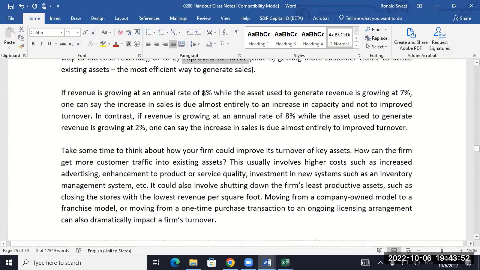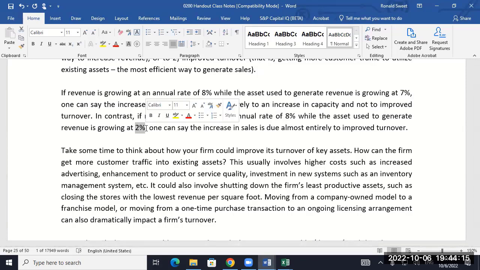So if your revenues are growing 8% while the assets to generate revenues are growing 7%, you're not getting much turnover improvement. Most of your growth is coming from adding more assets. If your revenue is growing 8% while the assets are growing 2%, then you're doing something right there. Because the capacity is expensive, it's a lot of CapEx, it's a lot of hassle, it's a lot of management time. If you can reduce that and get more sales, you're good.